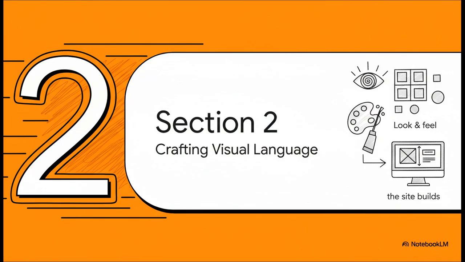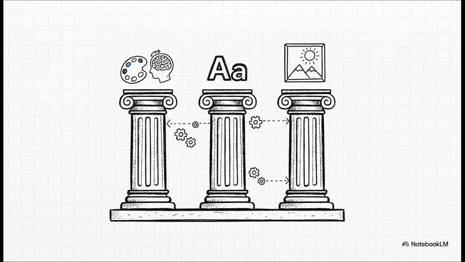Okay, so once our strategy is locked in, now it's time to get into the fun stuff. This brings us to section 2, crafting the visual language. This is where we take all those strategic ideas and translate them into the actual look and feel of the website. And this visual language really stands on 3 main pillars that have to work together. You've got the psychology of your colors, the personality that comes from your typography, and of course, the emotional punch of your imagery. When you get these 3 working in harmony, you create a really powerful and unforgettable brand identity.